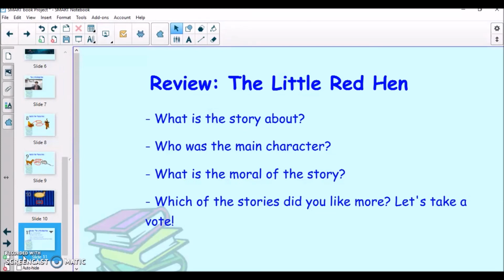Okay, and can I get a show of hands for the little red hen? Okay, 4, 5, 6, 8, 9, 10, 11, 13. Okay, so they were very close. That was almost a tie, but apparently people like the gingerbread story just a little bit more, but I think they were both good stories, and I hope you all enjoyed listening to them and learning about them.